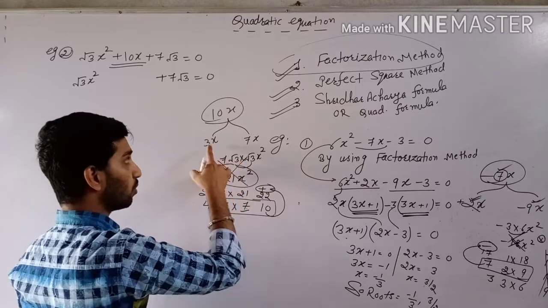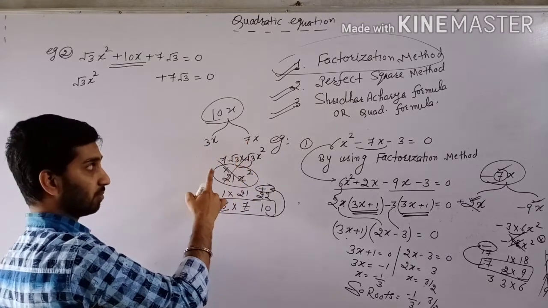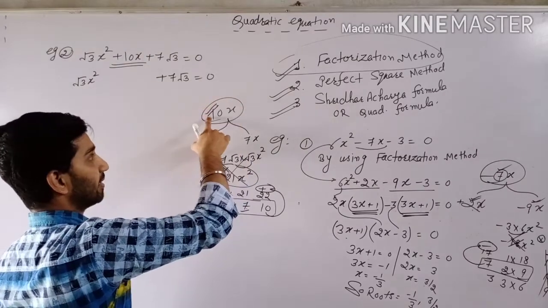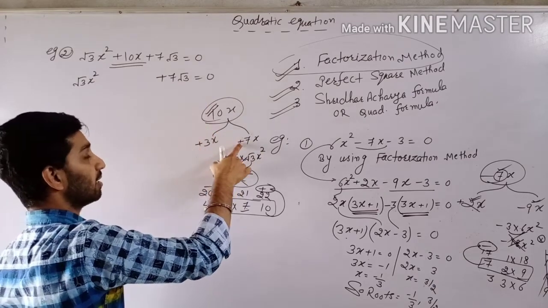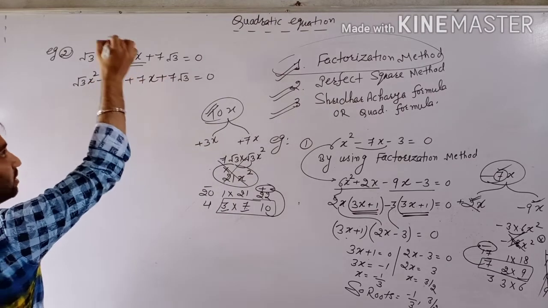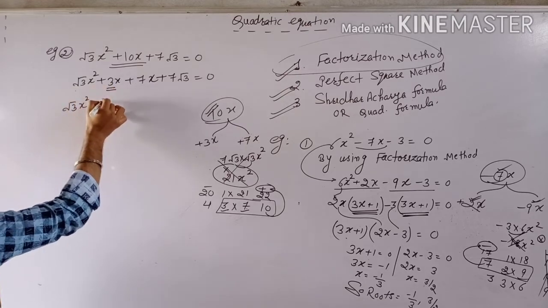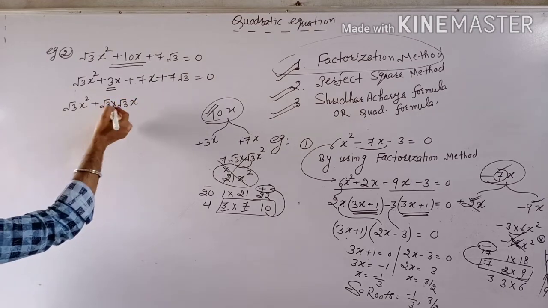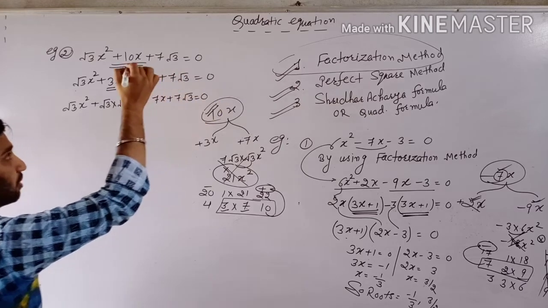It means that both the numbers are of the same sign. Both are positive or maybe both are negative. It depends upon 10x. 10x is positive, so both are positive. If 10x is negative, then both are negative. So our two numbers are 3x plus 7x. Root 3 x square, 3 we can write in this way: root 3 multiplied by root 3 is 3. Plus 7x plus 7 root 3 is equal to 0.